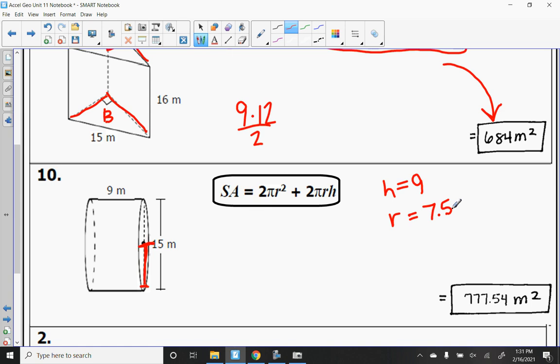And if you put all that in everywhere you see it, so 2 times pi times 7.5 squared plus 2 times pi times 7.5 times 9, all that should get you this outcome.